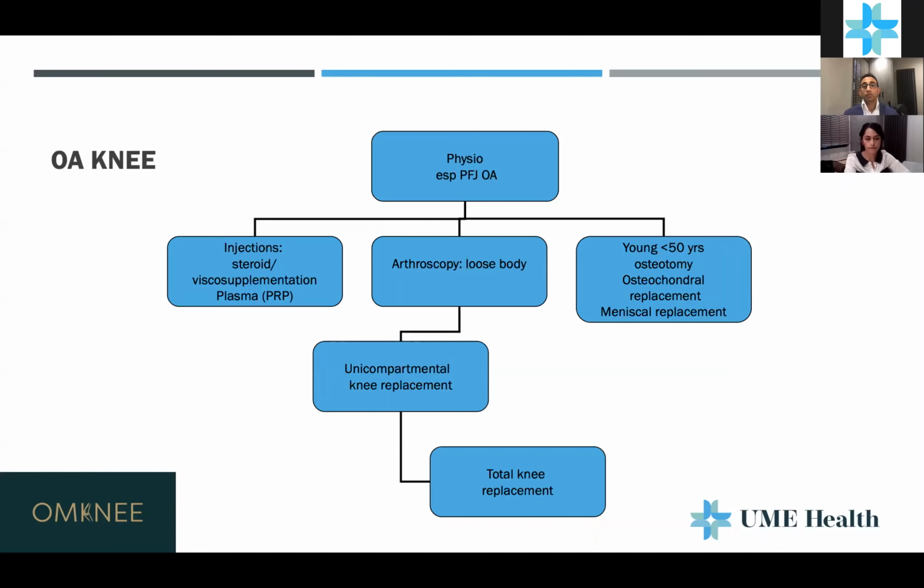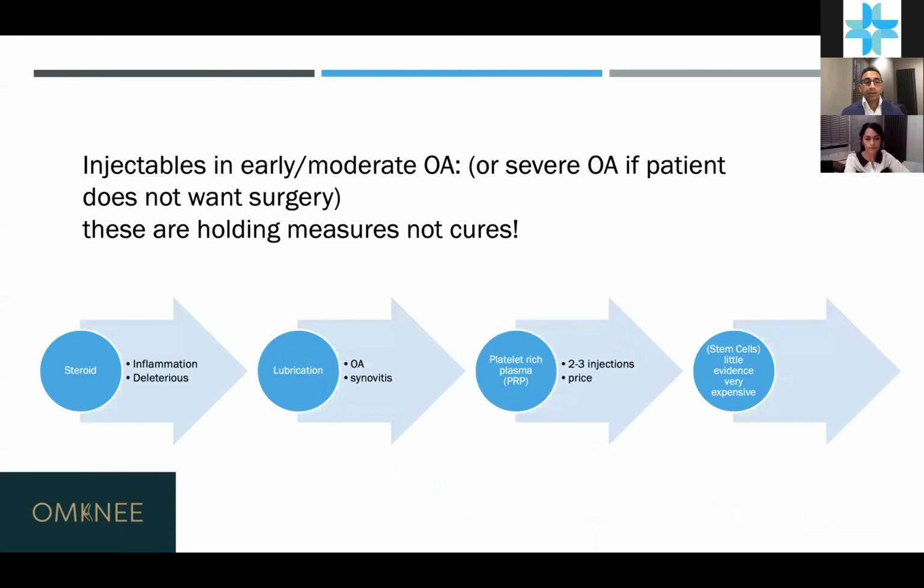If, for example, there's one compartment that's arthritic, you might want to do a unicompartmental knee replacement. However, if that patient is 40, they might be saying, actually, look, I want to avoid a knee replacement. I'm only 40. They might be asking for some intervention beyond physiotherapy. And that's where I think the injectables have a role.